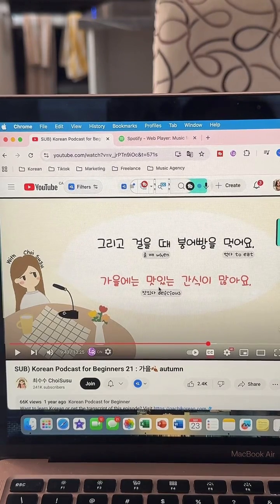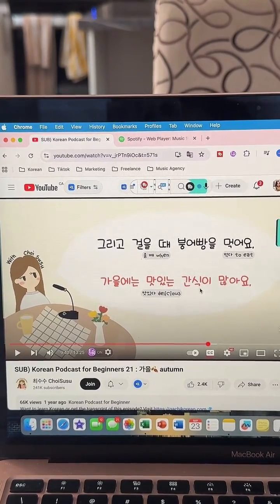We have 맛있는. This is from the verb 맛있다, to be delicious. However, in this case, it doesn't have the purpose of a verb anymore. It's more of an adjective. So 맛있는, delicious. And then we have 간식기. Does any of you know what 간식기 would be? Comment down below if you know what 간식기 would be.